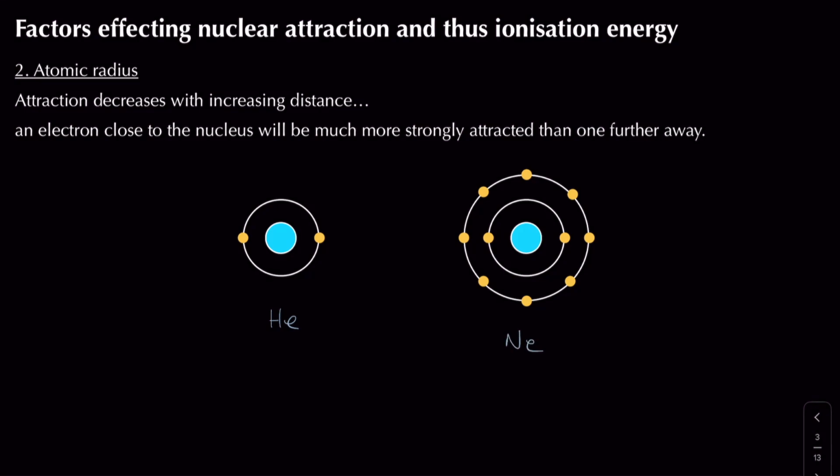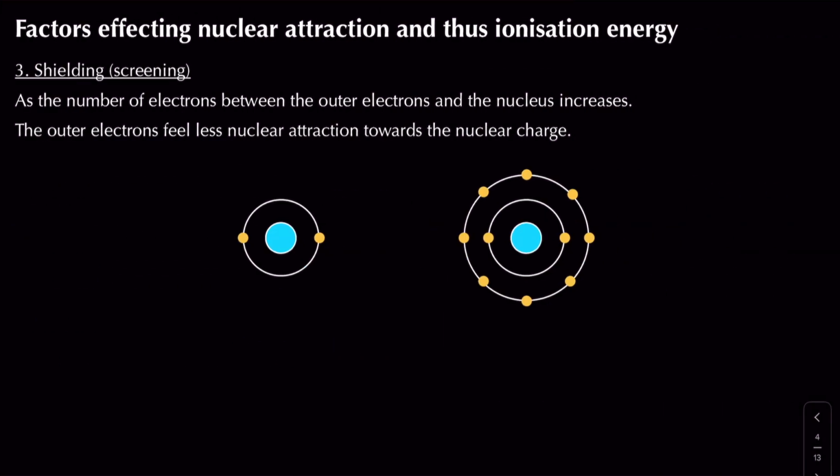Now, when I compare the two, I can see that the outermost electron, which is this one and this one, is going to be further away in neon. And if that electron is further away, it's going to feel less of that positive nuclear charge. There's going to be a weaker attraction, and so our electron is going to be more easily removed. And what that means is that ionization energy is actually going to be lower as well.